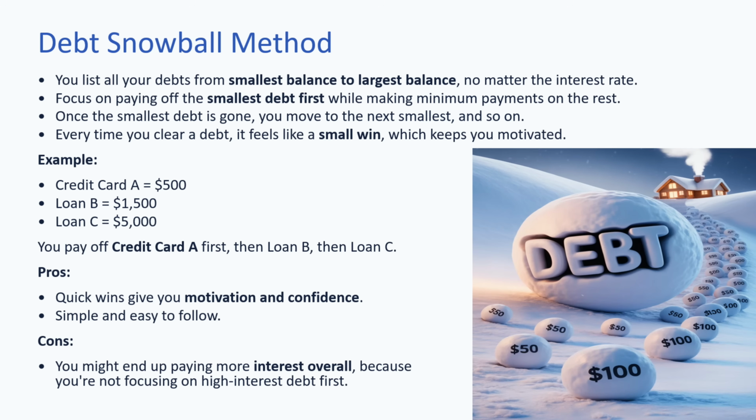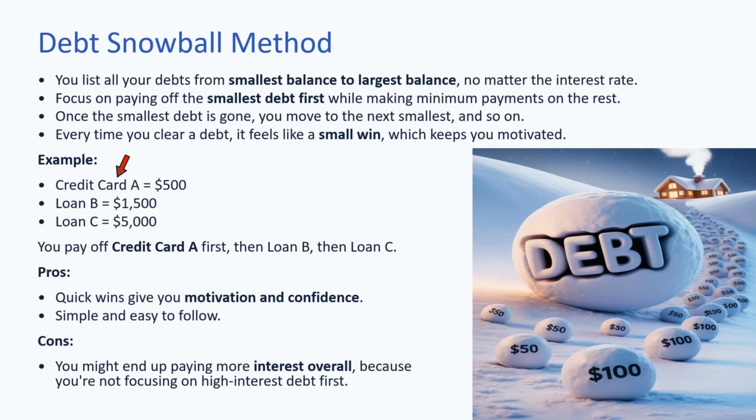Now we will see the debt snowball method. You list all your debts from smallest balance to largest balance, no matter the interest rate. Focus on paying off the smallest debt first while making minimum payments on the rest. Once the smallest debt is gone, you move to the next smallest and so on. Every time you clear a debt, it feels like a small win, which keeps you motivated.